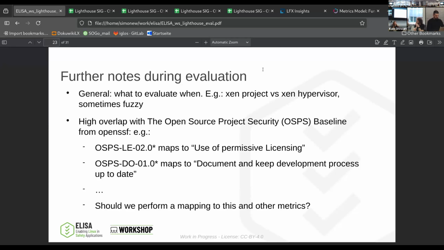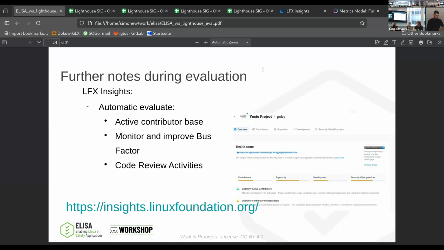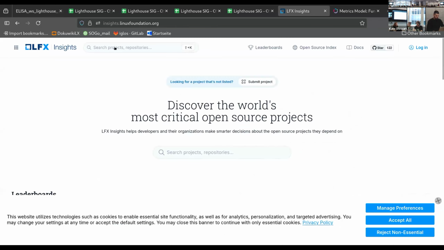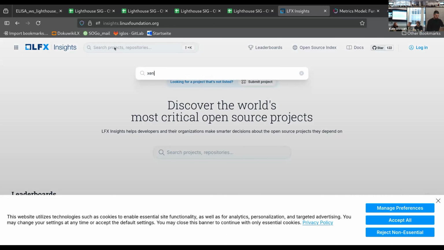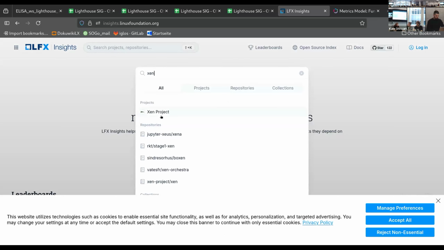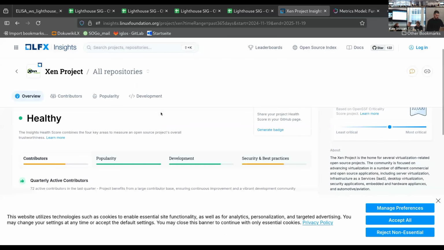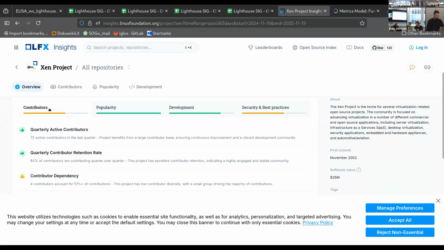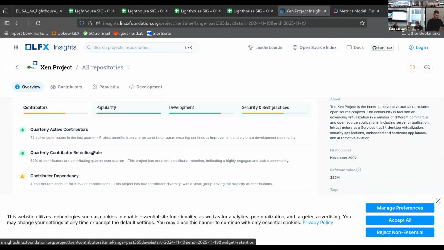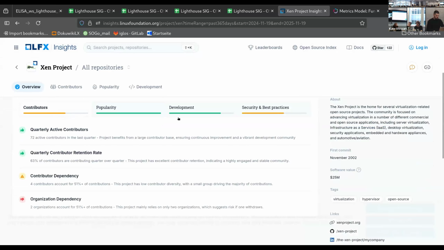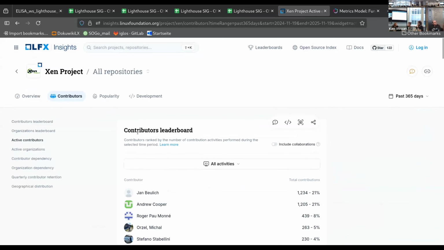Like for use of permissive licenses, for keeping the development process up to date. And ideally, I think we should perform a mapping, because another piece of good news is that from the Xen insights, many parts of the OpenSSF scorecard, where we have a good mapping, are evaluated automatically. So if I take a look at Xen, I can relatively easily take a look, for example, at the contributor base, which maps to the active community.